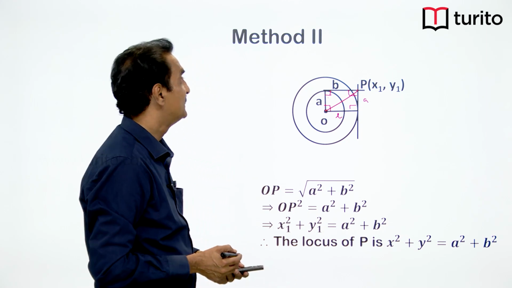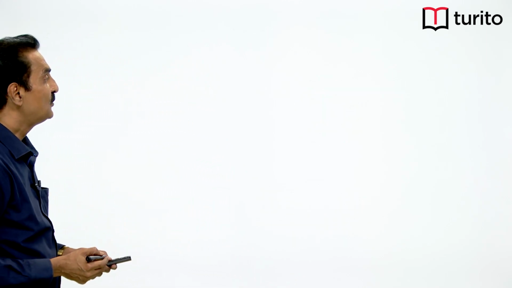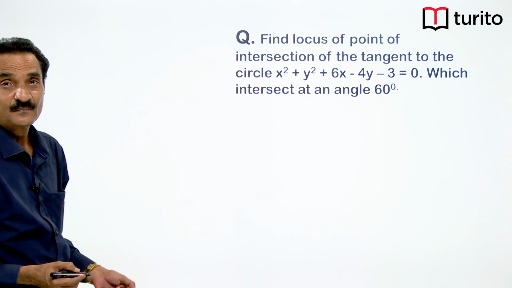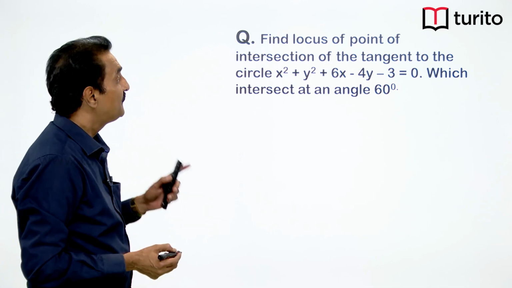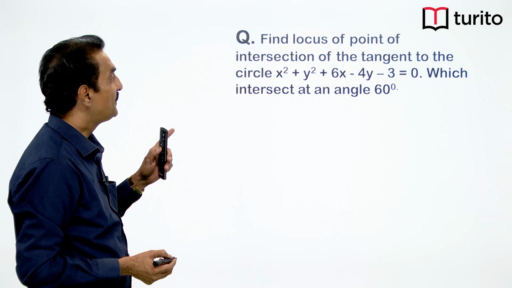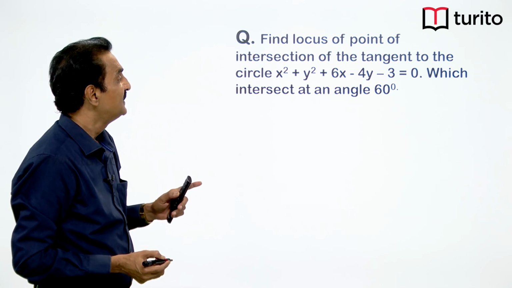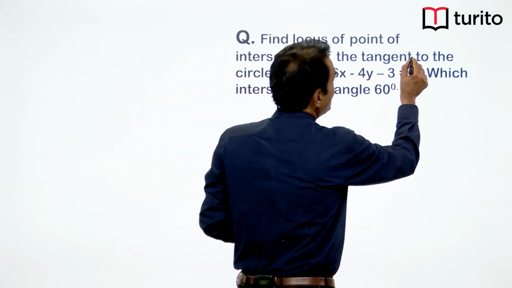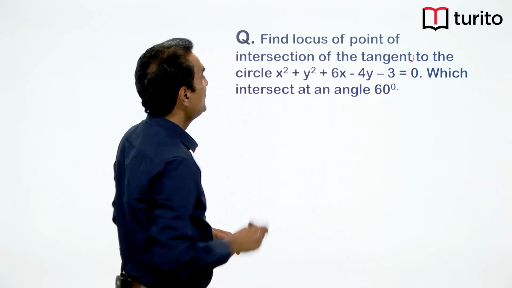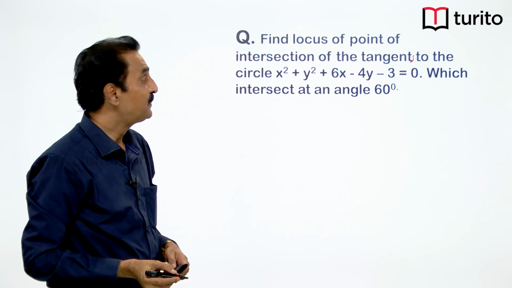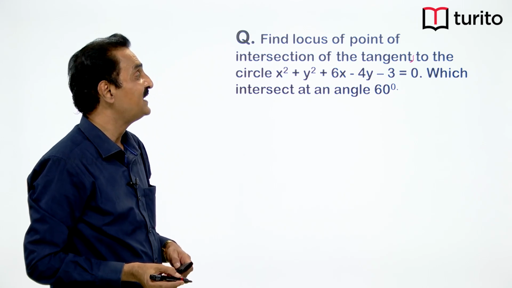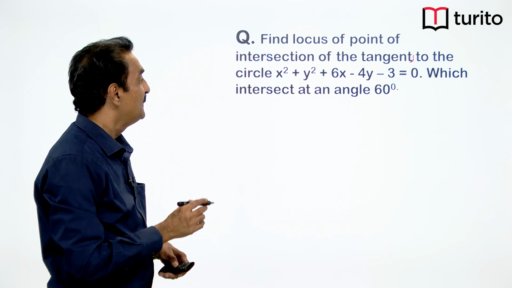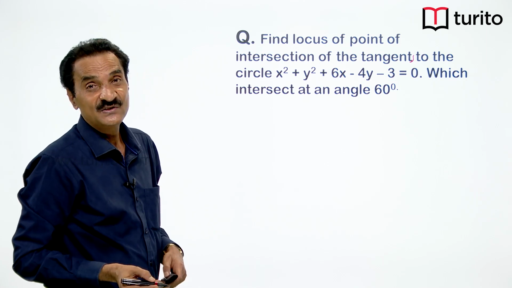Okay. Now, moving to next question. Find the locus of the point of intersection of the tangents to the circle x square plus y square plus 6x minus 4y minus 3 is equal to 0, which intersect at an angle 60 degrees.